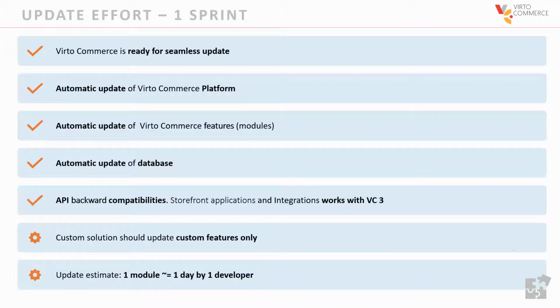Why did we expect to be able to complete the full update process within just 1 sprint of 2 weeks? This is because Virto Commerce is ready for a seamless update and provides automatic update of the Virto Commerce platform, automatic update of Virto Commerce features by modules, automatic update of data, API backward compatibilities, storefront applications and integrations with version 3. The dev team only needs to update custom modules. So, the average estimate for the update of 1 module within 1 day by 1 developer looks realistic. Of course, it depends on the complexity of the module.